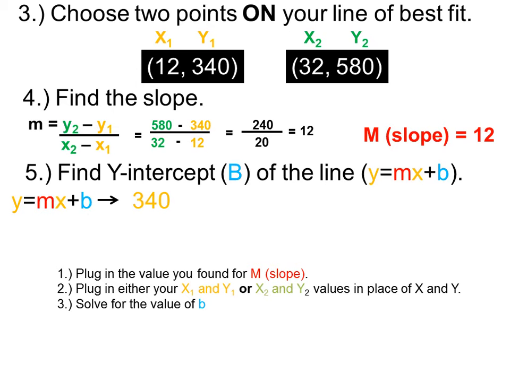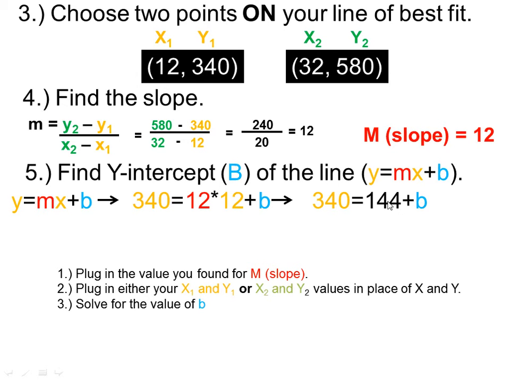If I start plugging in the y values, we get 340 is equal to our m value, which was 12, times our x value, which was also 12 in this case, that just happened to be, plus our value of b, which is what we're solving for, so we don't know that yet. Following our order of operations, which a lot of students call PEMDAS: parentheses, exponents, multiplication, division, addition, subtraction, we need to multiply first. So that gives us 340 is equal to 12 times 12, which is 144, plus b.